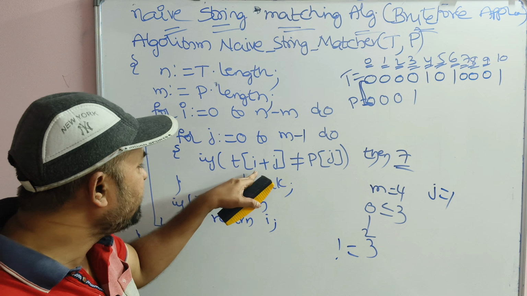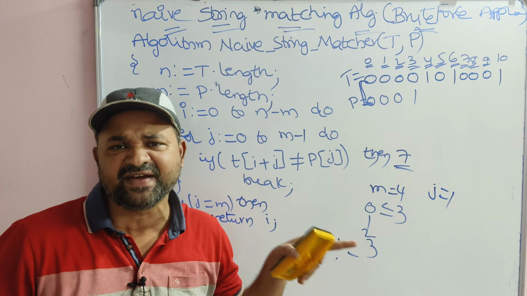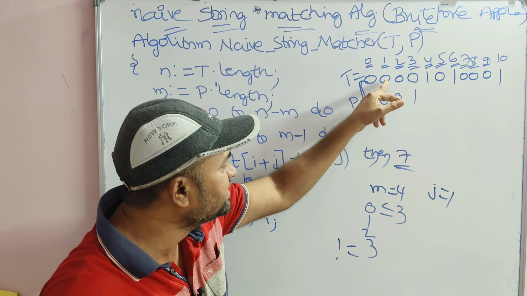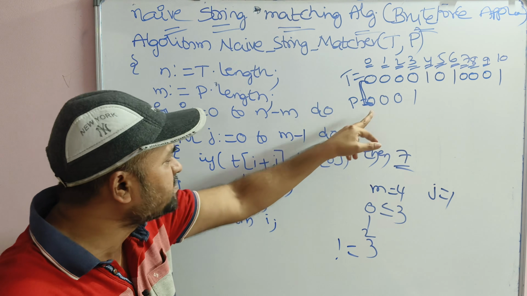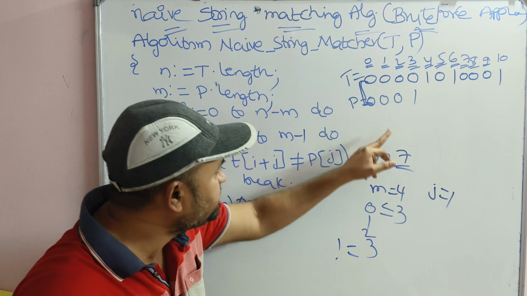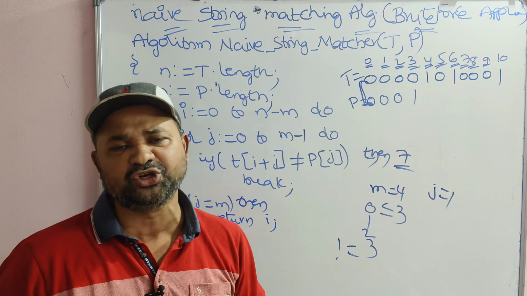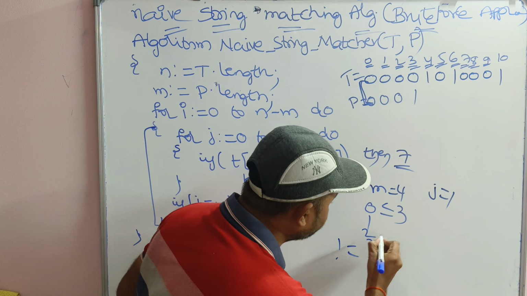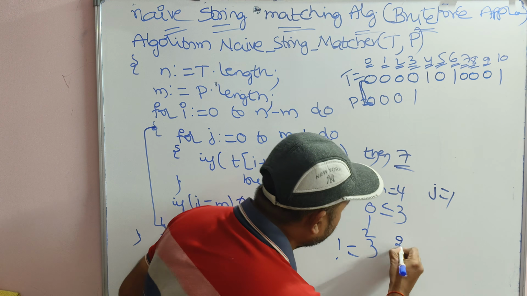Next, if t of i plus j, in the first iteration i value is 0 only. So 0 plus 1 means t of 1. What is t of 1? This 0 not equal to, what is p of 1? What is p of 1? 0. 0 not equal to 0. So this is also false. So once again j will be incremented. So now j will become 2.